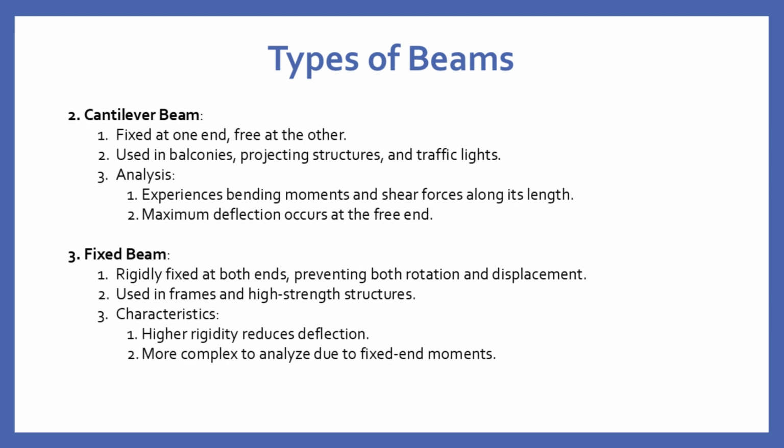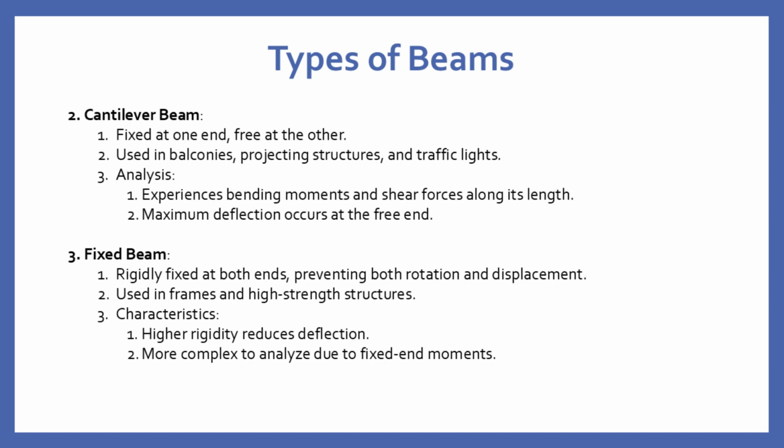Moving on to cantilever beams, these are fascinating structures. Imagine your arm extending straight out while holding a book. That's essentially a cantilever beam in action. These beams are fixed at one end and free at the other, commonly seen in balconies and traffic signals. The most interesting aspect of cantilever beams is how they handle forces. They experience maximum bending moment at the fixed end and maximum deflection at the free end. It's like holding a fishing rod. You feel the most strain where your hands grip the rod, while the tip shows the most movement.